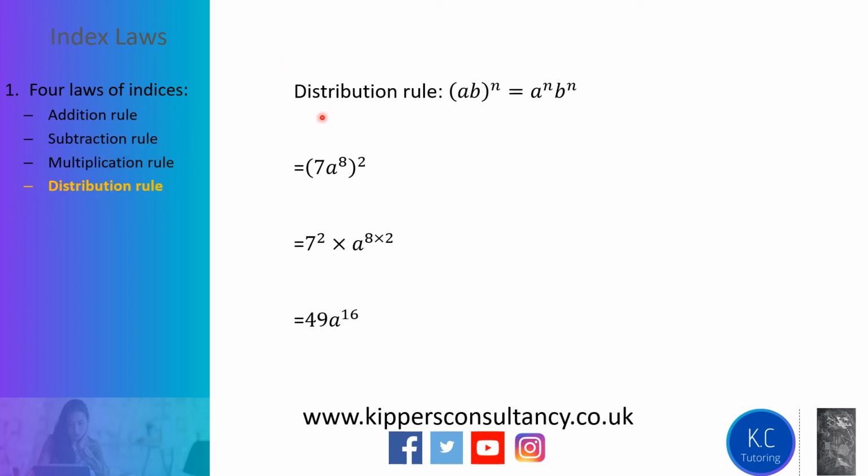Okay, let's finally look at an example of the distribution rule. Here we have 7a to the power of 8 all to the power of 2. So that becomes 7 squared times a to the power of 8 times 2, which becomes 49a to the power of 16.